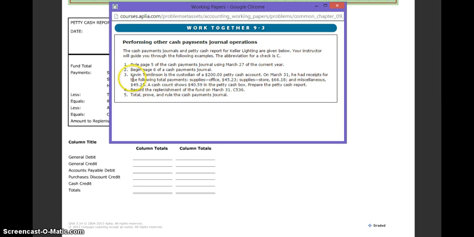So now we're on to instruction 3. Kevin Tomlinson is the custodian of a $200 petty cash account. On March 31st, he had receipts for the following cash payments: supplies-office $45.23, supplies-store $66.18, and miscellaneous for $49.25. A cash count shows that he has $40.59 in the petty cash drawer. Now we have to prepare this petty cash report, so we're using the numbers in the instructions to do our petty cash report.